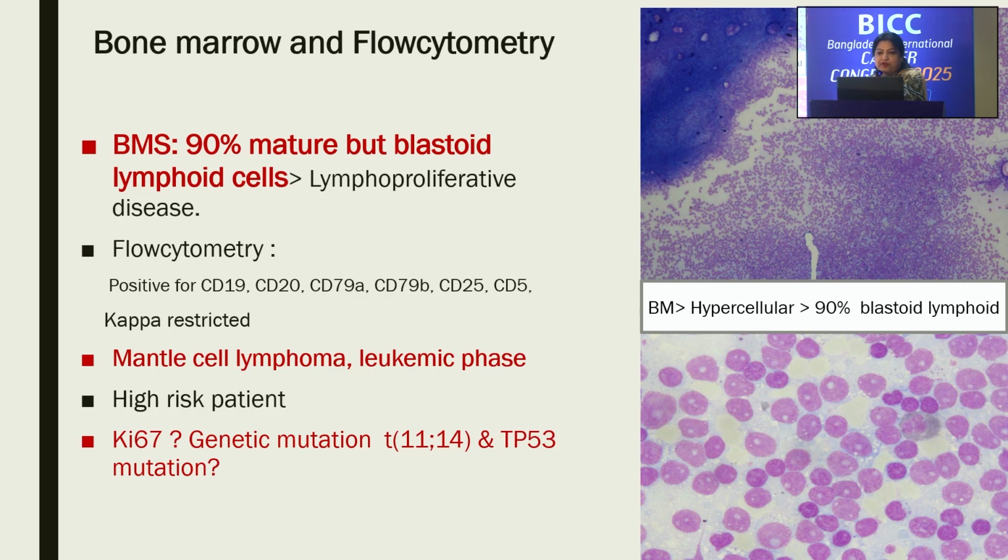So what is mantle cell lymphoma? It is 2 to 10% of all non-Hodgkin's lymphoma, and the blastoid variant, morphologically or in the leukemic phase, may be seen in 10 to 20% of cases. And translocation 11;14 is actually the hallmark of the disease.